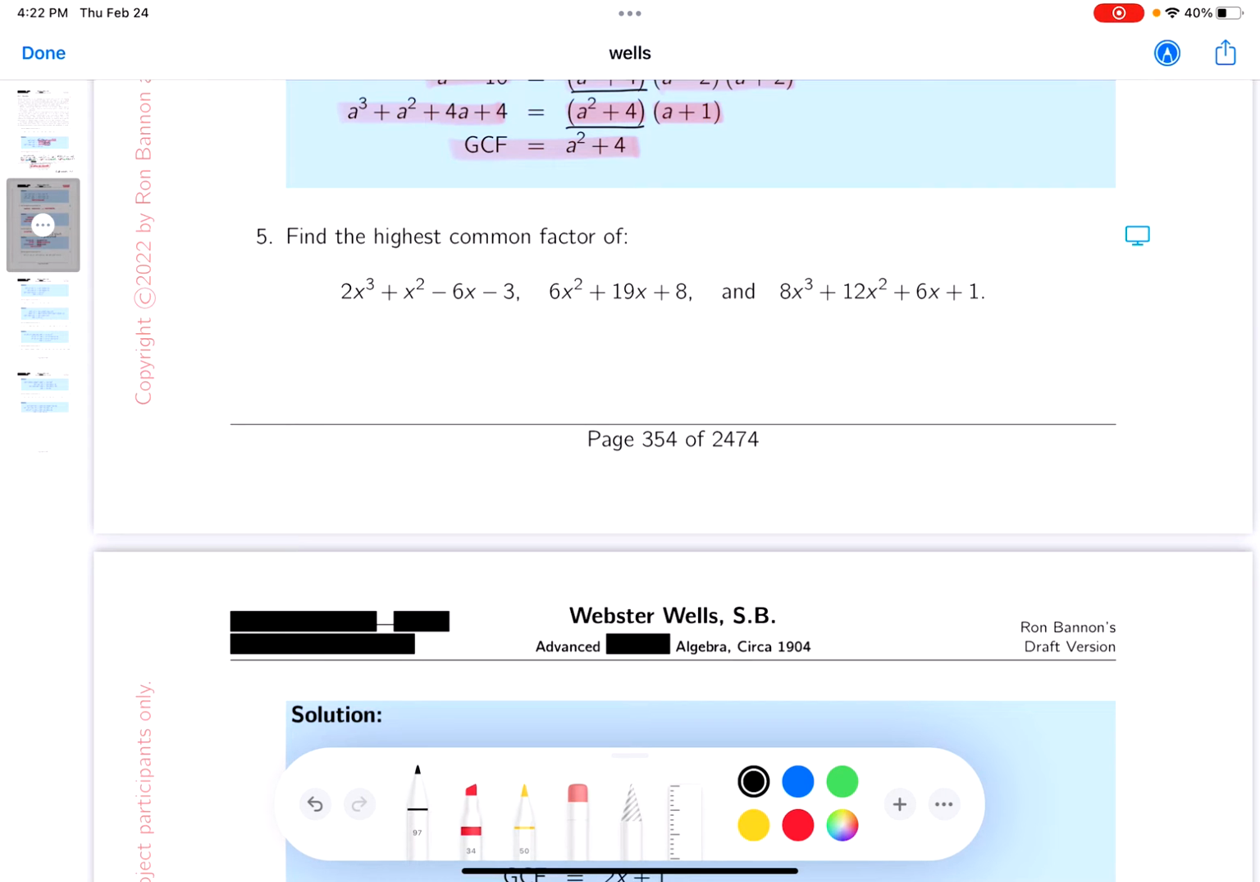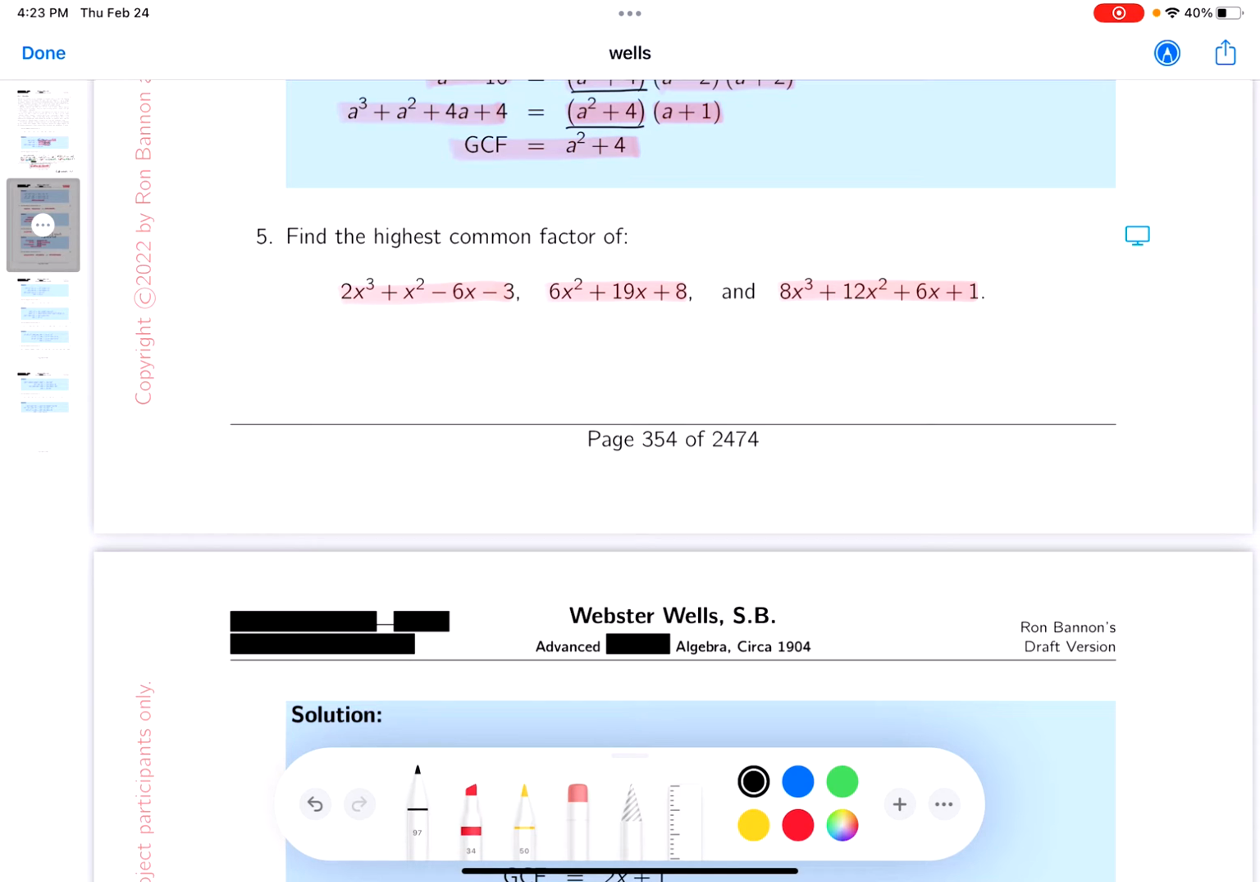Again, factor. I want to point out again, you have three separate expressions. You've got to factor each one of them to find out what they have in common factor-wise. So the first one I'm going to do by grouping.